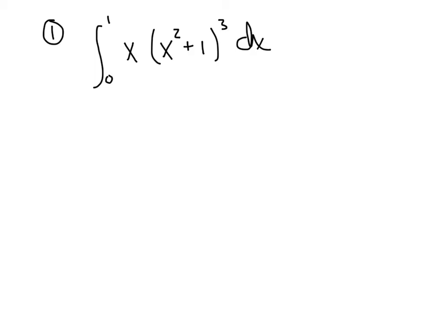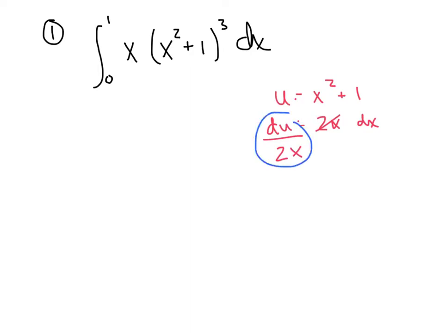My inner function right off the bat is going to be x squared plus 1, because that's the quantity that's being cubed. The derivative with respect to x is 2x times dx. Divide the 2x over to get the dx isolated. We're going to go ahead and make this substitution in for dx. Again, the u is going in for x squared plus 1.